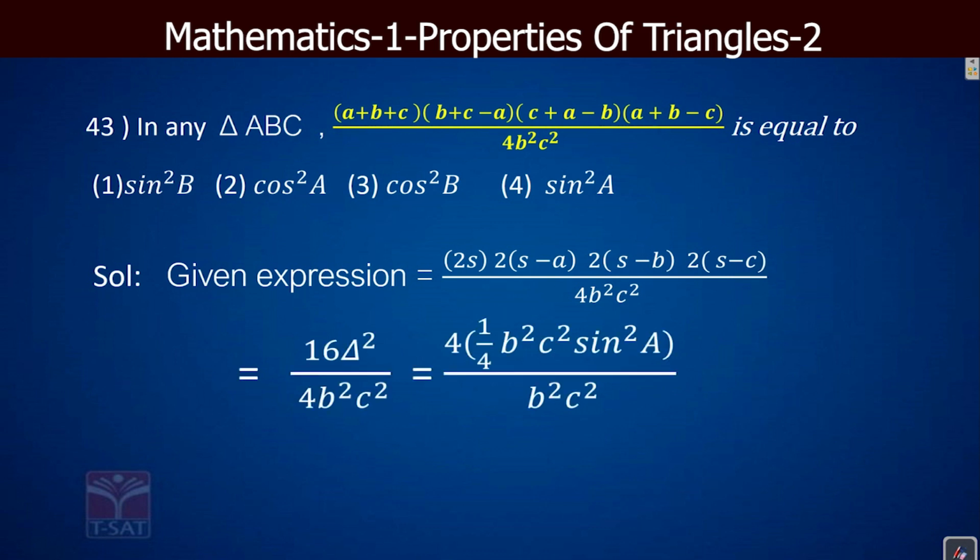So, that is equal to 16 delta square by 4B square C square, which is nothing but 4 into, and delta you know that is half BC sin A. So, that is 4 into 1 by 4 into B square C square sin square A by B square C square. So, 4 cancels, B square C square cancel, which is equal to sin square A. So, the correct option is option number 4.